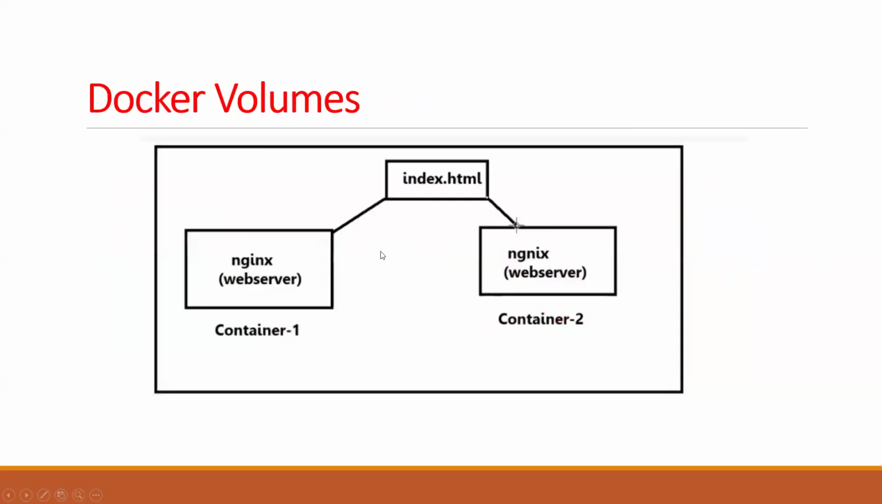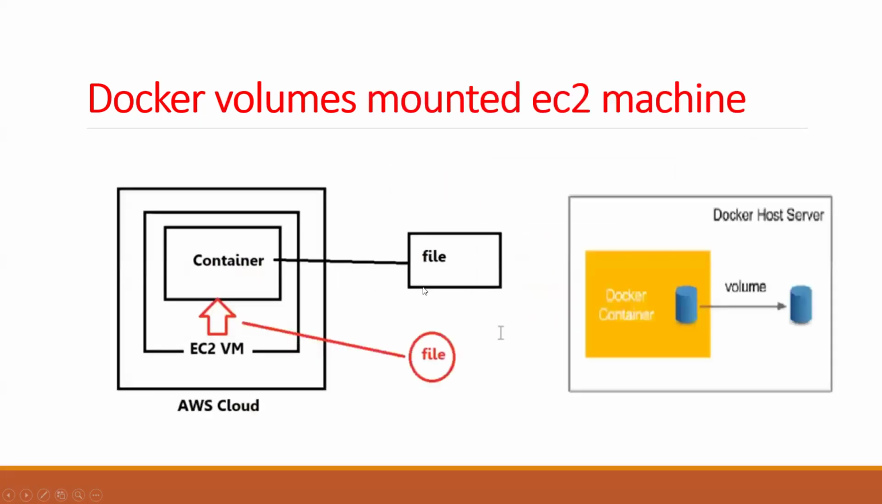Understood? So Docker volumes. So index.html. We have two containers running in the machine, right? In these two containers, we want to share this index.html file. Container one and container two. Is it possible? In Docker volumes, you can create the Docker volume and share this index file to both the servers. So Docker volumes are mounted to EC2 instances.